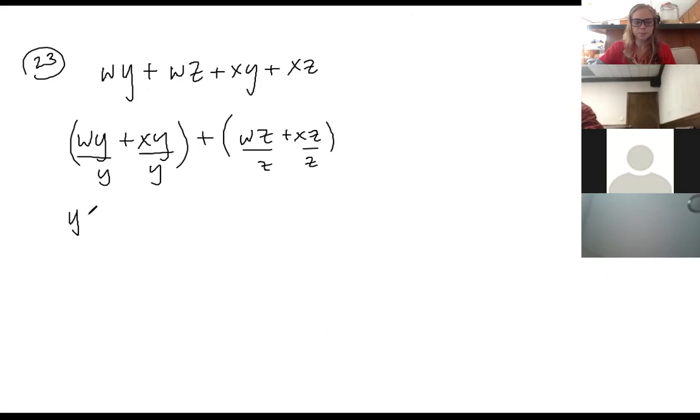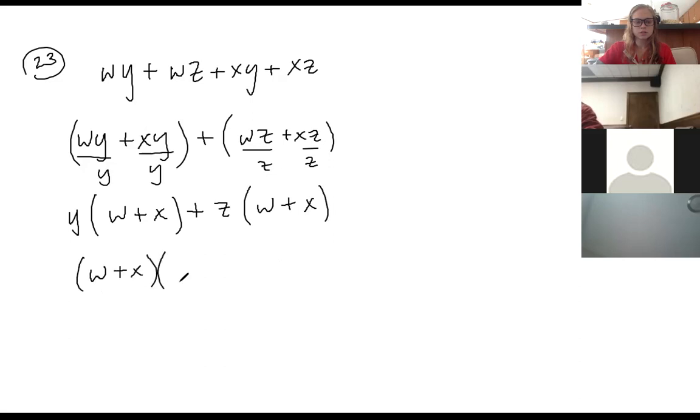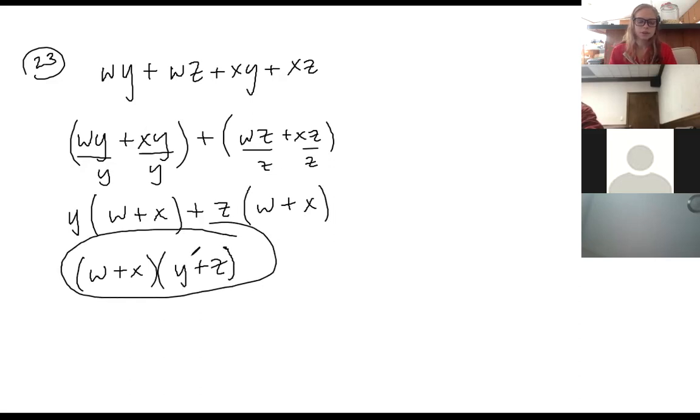All right, so what's the next line going to look like, Katie? Y multiplied by W plus X. Good. And then plus Z divided by W plus X. Okay. Anything else? You could divide out the W plus X. So what's that going to look like? W plus X multiplied by Y plus Z. There you go. Anything else I can factor out? Nope. Nothing else.